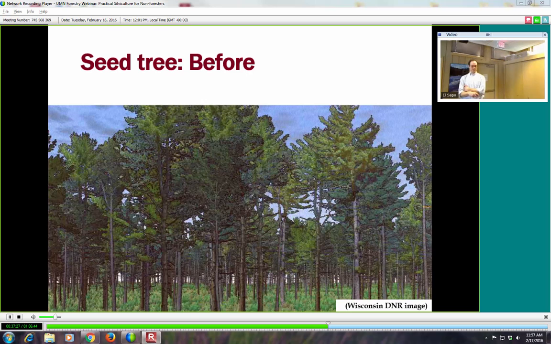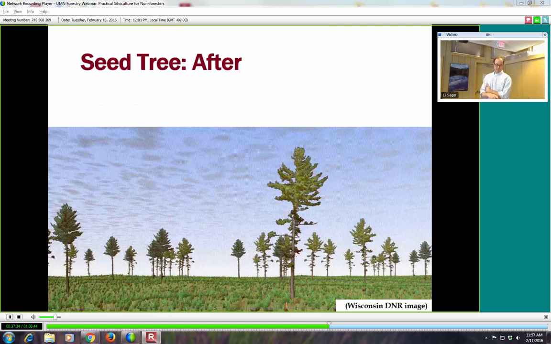So back to our diagrams here, the seed tree approach. This is kind of a before picture. Here's an after picture that looks remarkably similar to another photo I'll show you in a moment. And you can see some regeneration established there. That's what happens if everything goes according to plan. And again, you could come in and remove those seed trees if you like, or not, depending on the prescription and the desired future condition.